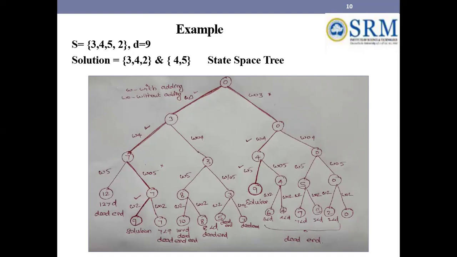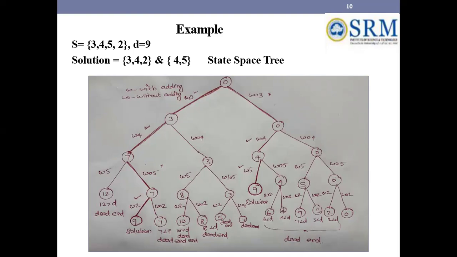Right side without adding 4. Now the second level is over. Every time the root value should be compared with the given target. With that node value, we are generating a new node value that should be compared whether it is equal to target or not. If it is equal to target, we got the result. We can stop the process.